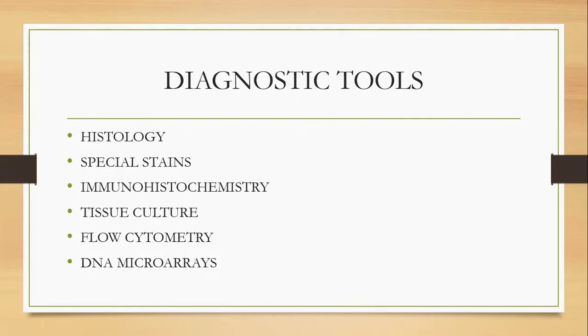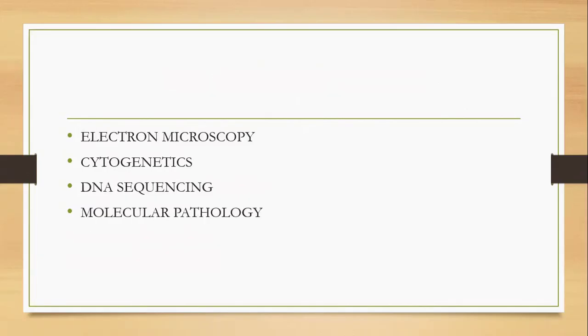Okay, you have immunohistochemistry. This one is very important; it is the use of specific antibodies directed at antigens on tissues for the purpose of diagnosis. You have tissue culture. Some tissues can be cultured to enable a good diagnosis. You have flow cytometry, DNA microarray, electron microscopy. Of course, if you are doing a renal biopsy, apart from histology, you may want to subject it to electron microscopy, okay?